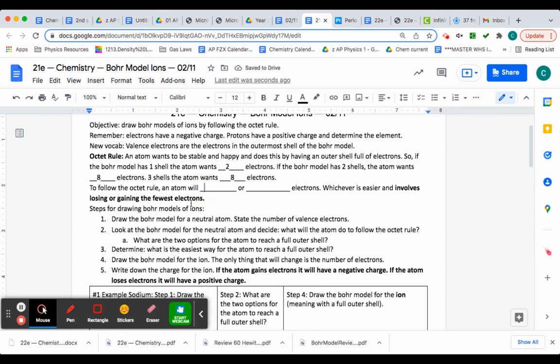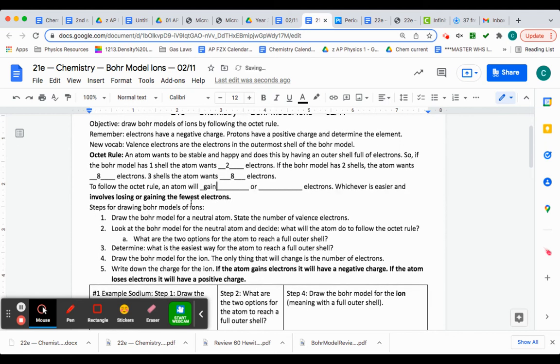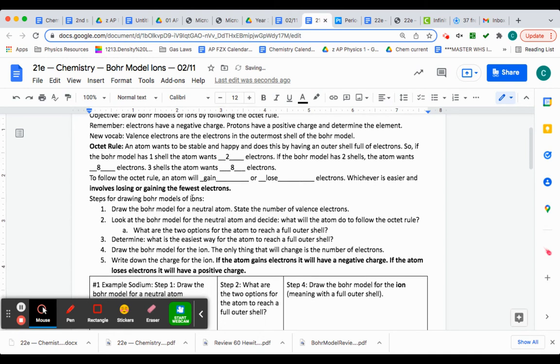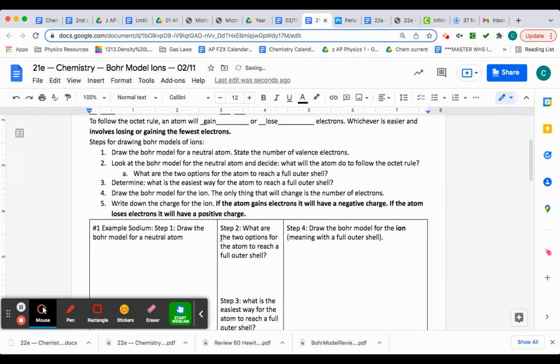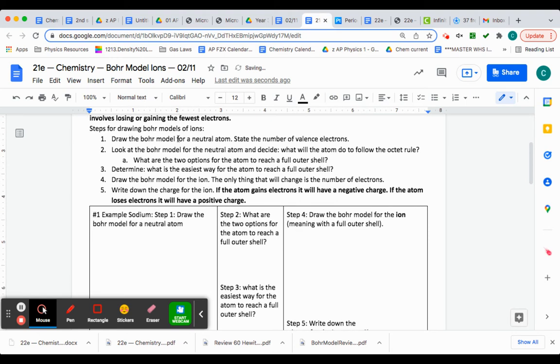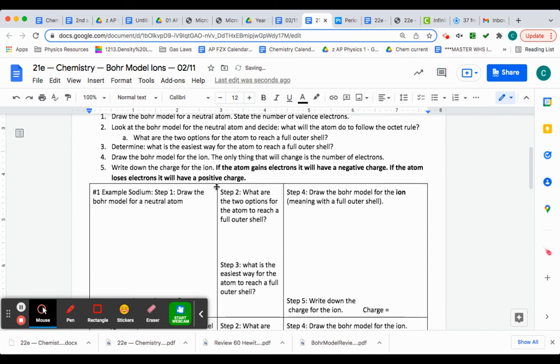So in order to follow the octet rule, an atom will gain or lose electrons, whichever is easier and involves losing or gaining the fewest electrons. So I'm going to do an example now, and then hopefully all this makes sense. So, steps for drawing the Bohr models of ions. First, you need to draw the Bohr model for a neutral atom and state the number of valence electrons.